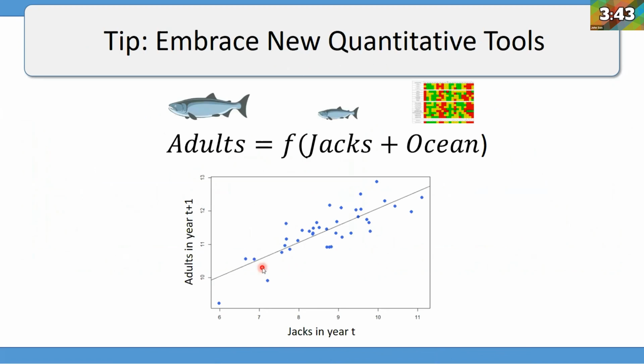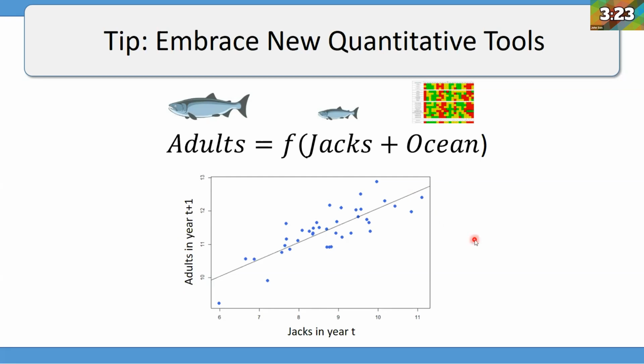So this is a sibling regression. It's in log space, but the number of jacks in year T is correlated with the number of adults in year T plus 1. This is the basis of all sibling regressions, this correlation. And it looks pretty good. And so that's why we continue to use them.